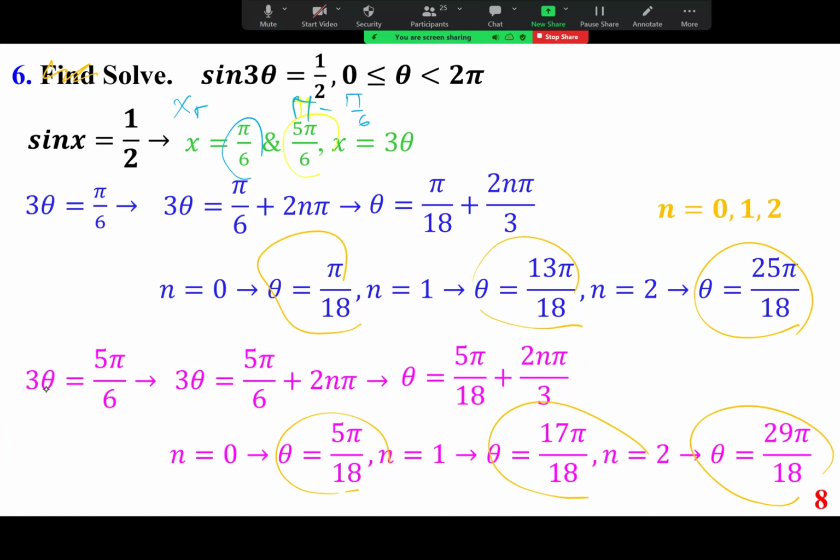So one more time. This has 2 answers because we have 3 theta, 2 times 3, you will have 6 answers. Let's say it's 5 theta, you would have 2 times 5, 10 answers in the first revolution from 0 to 2 pi. Just remember that.